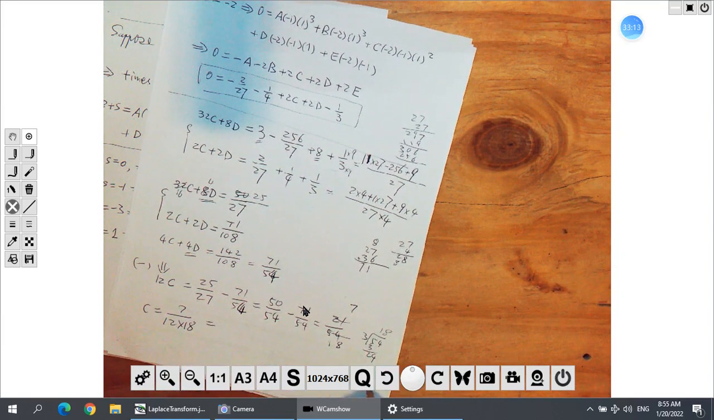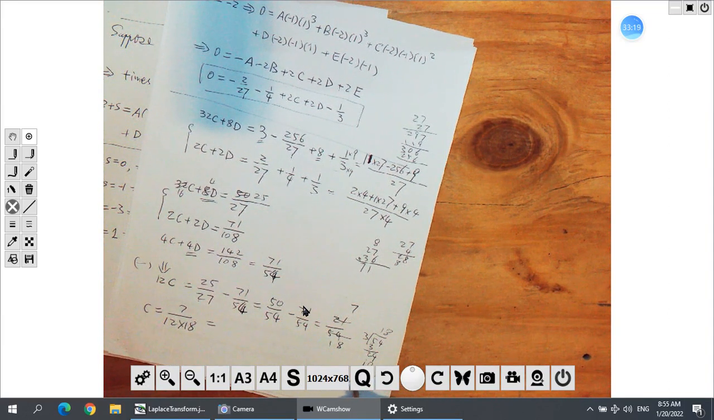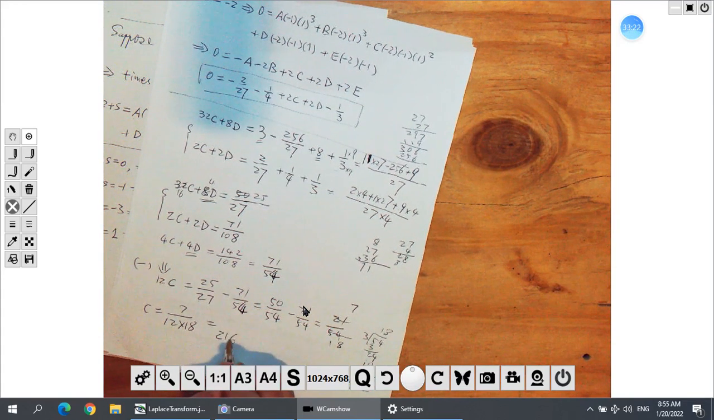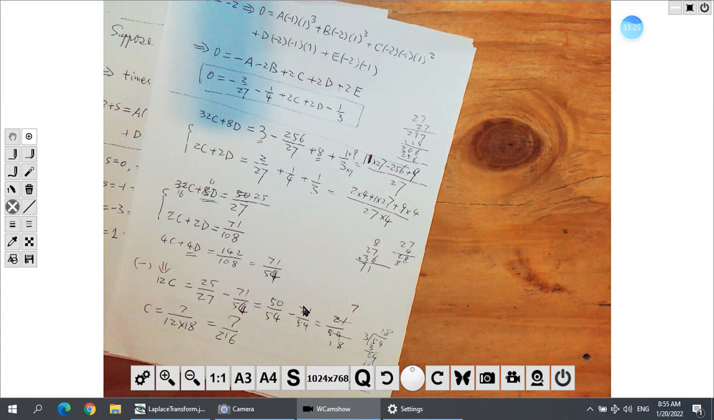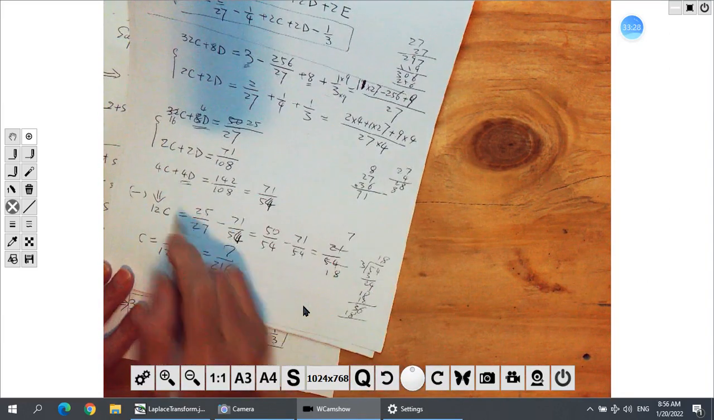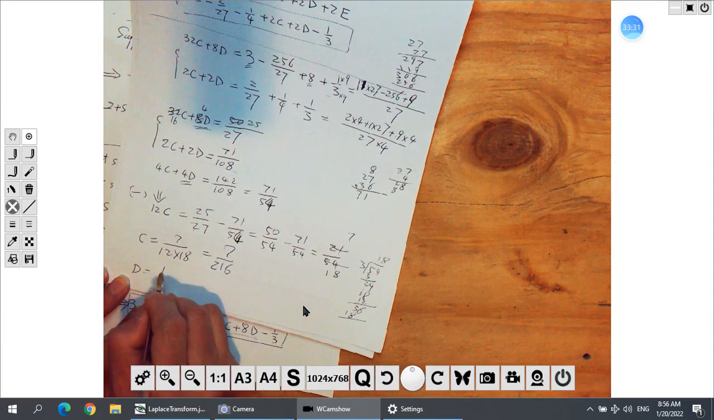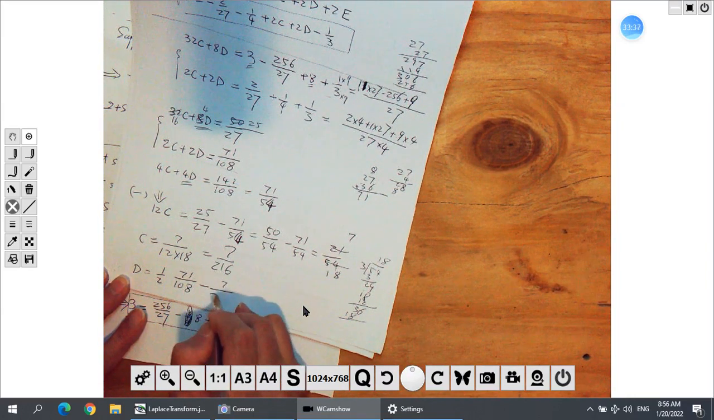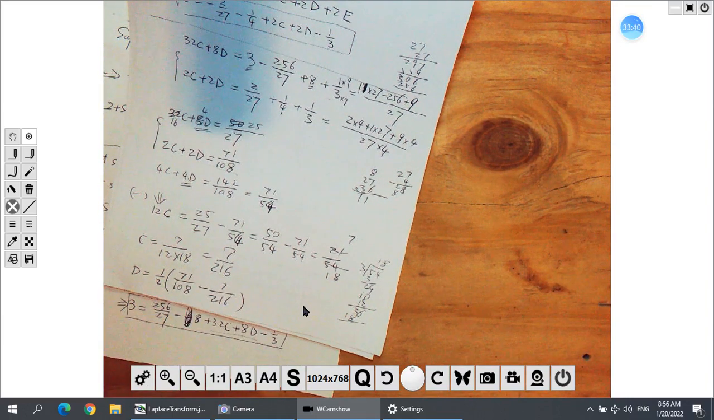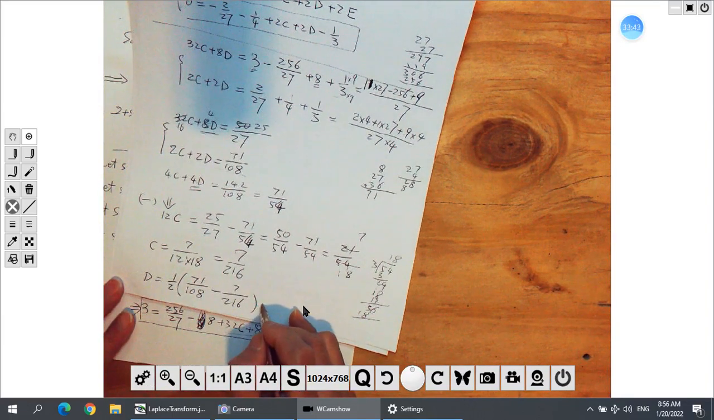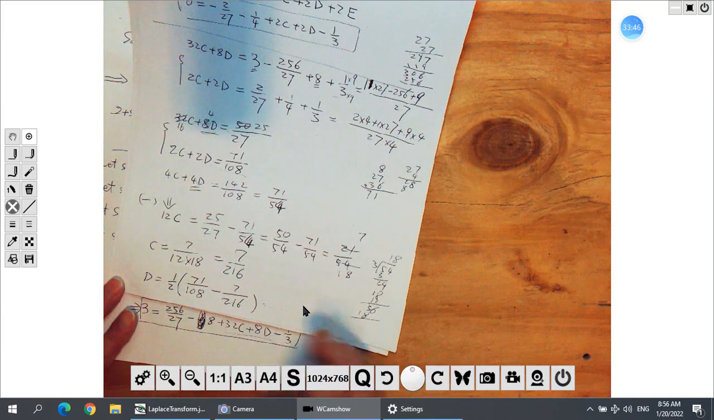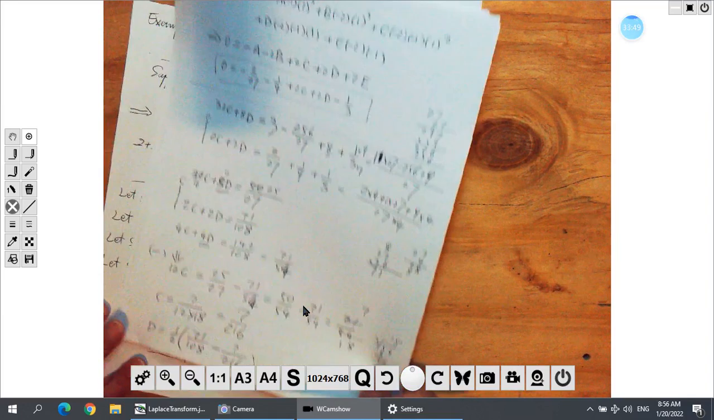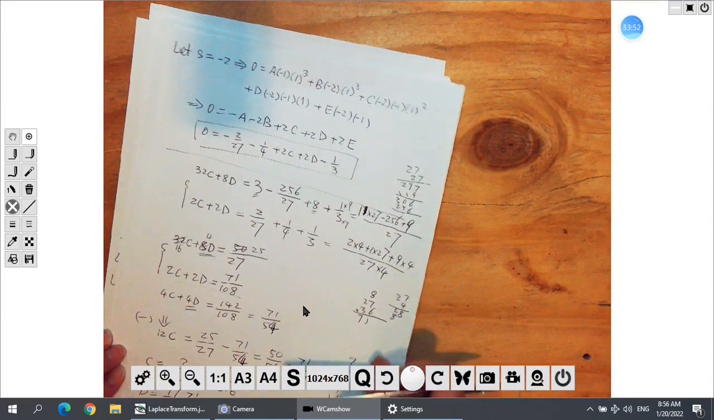Yeah, it's a big number. 18 times 12 is 216. So 7 over 216. This is c. And the d, we can just use this one to get d. 2d is this 71 over 108 minus 7 over 216. Oh, okay. I just leave it. If you want to use a calculator, you can find some number, right? All right. Now we have A, B, C, D.